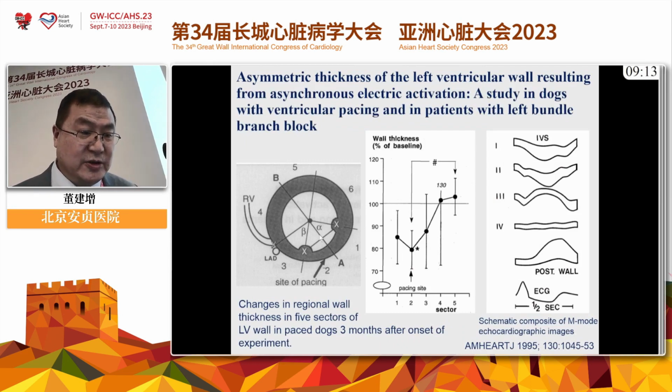This is an animal study, using dogs. You can see the left ventricle when pacing from site 2, the epicardial pacing, and 3 months later, the pacing resulted in the pacing site getting thinner and losing thickening, whereas the contralateral wall has good contraction. Similar to left bundle branch block, where it is activated early, there is atrophy, and the atrophy is less and less from the earliest to the later activation site.